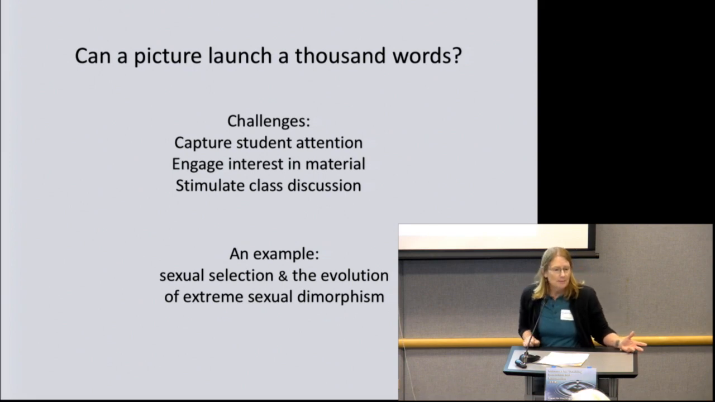So as an example, I teach courses in animal behavior and evolutionary biology. One of the huge topics in my discipline is sexual selection, which is the concept Charles Darwin developed to explain the crazy sexual dimorphisms that we see in nature. And by sexual dimorphism, I'm referring to species in which the male and female have very different phenotypes, or to put it really in lay terms, they look and act differently.